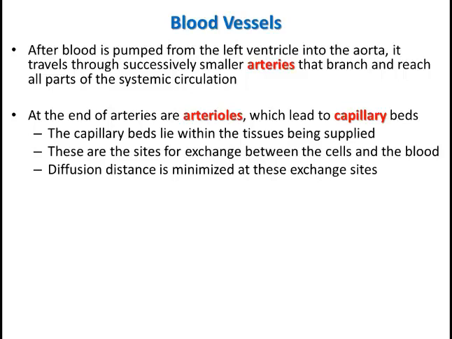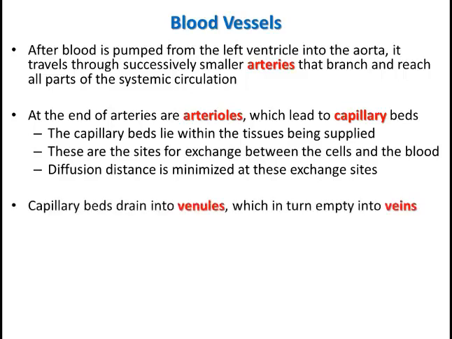And again, there's an extensive amount of branching from the arteries to the arterioles, ultimately to the capillary beds where exchange takes place. And so the capillary beds lie within the tissues being supplied. And these are the sites for exchange between the cells and the blood. And these exchange sites are set up so as to minimize diffusion distance between the blood and the cell membrane, and so the exchange of materials, be it carbon dioxide or oxygen or glucose or what have you, is more efficient.